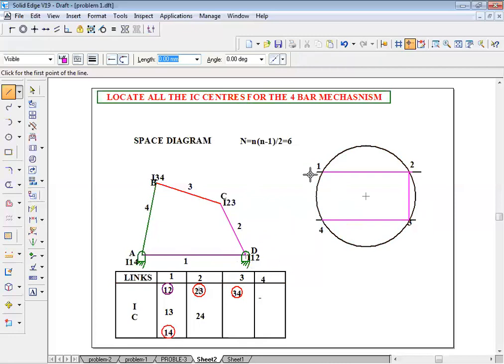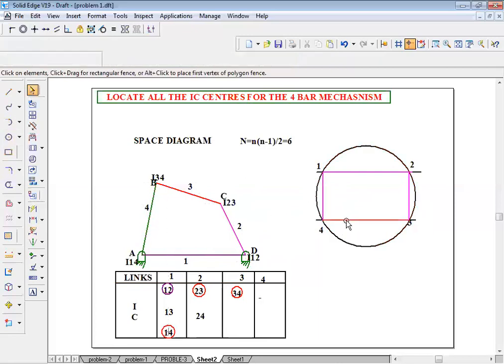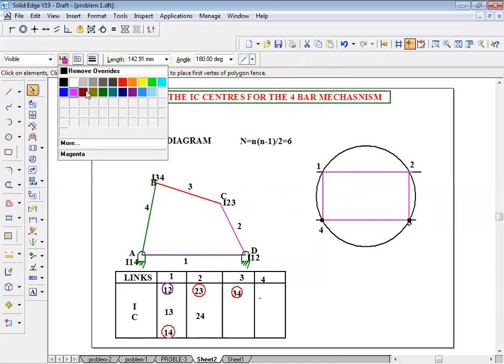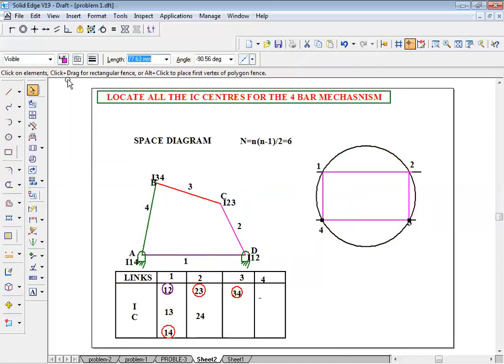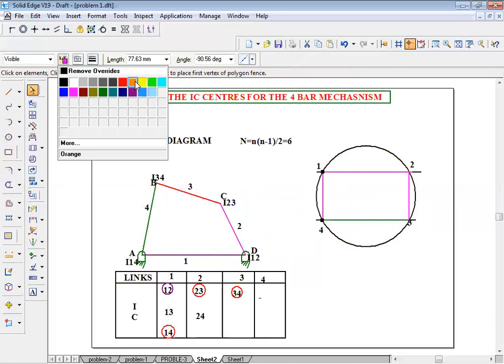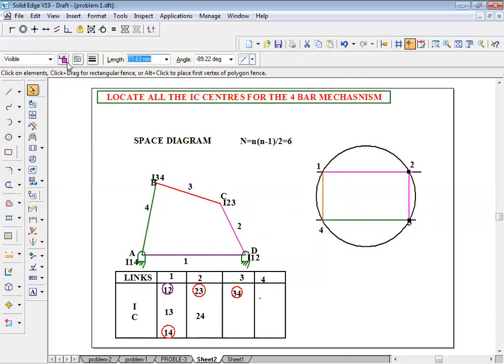Next come to 4 1 or 1 4. That also I know, that is a fixed one. Therefore, I'm going to join from here to here. So let us change the color to make it easy for visibility, taking a different color now. Fine.